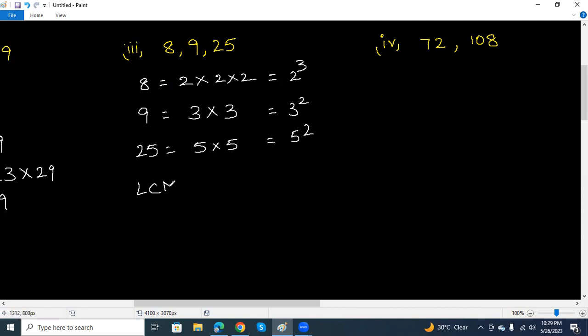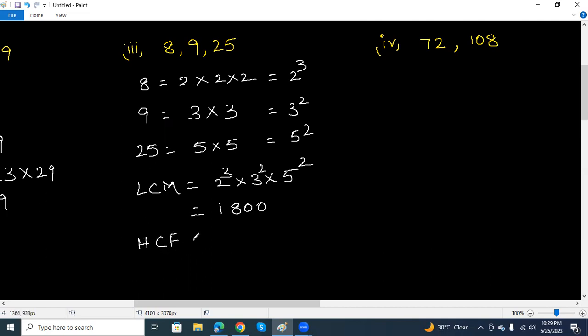Let's write LCM. All the factors: 2, 3, 5. We'll take the product of all the factors with their greatest powers. So their greatest powers are simply this. So that means 8 into 9 into 25. How much are 8 nines? 72. 72 into 25 is how much? 1800. Now HCF.